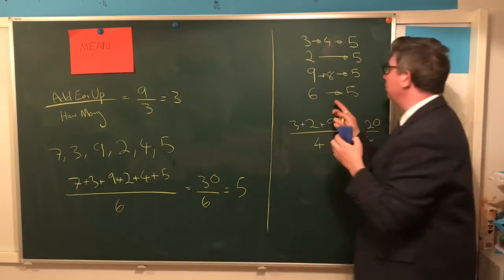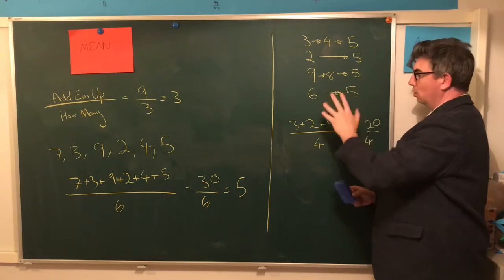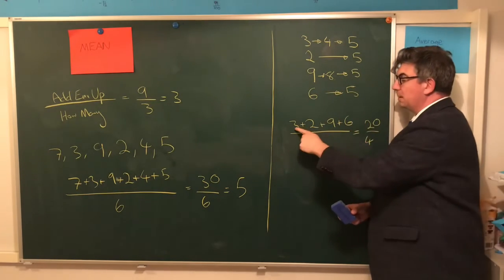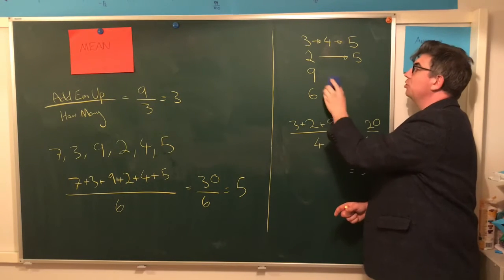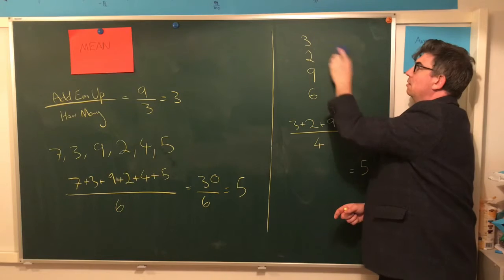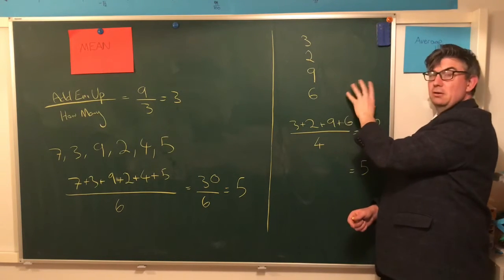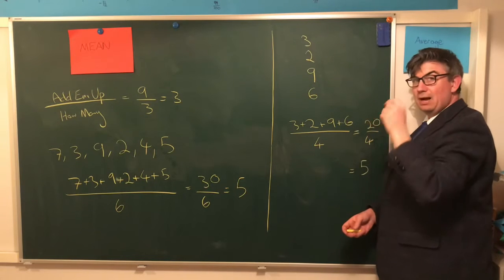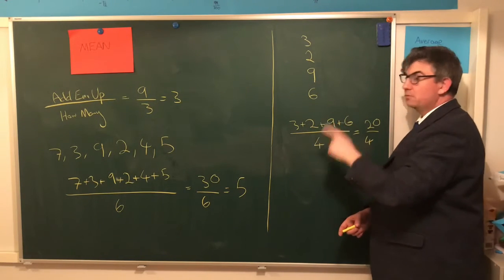I don't really want you doing this approach, okay? What I need you to be able to do is add them up and divide it by how many there are. It's nice to have an understanding of what's going on, yeah? But don't be too concerned if you were confused by what went on over here. The crucial thing is, if you're asked to find the mean, you add them up and you divide it by how many there are.